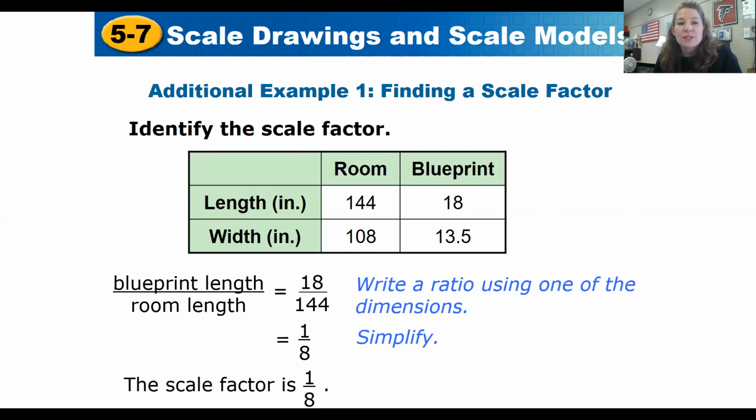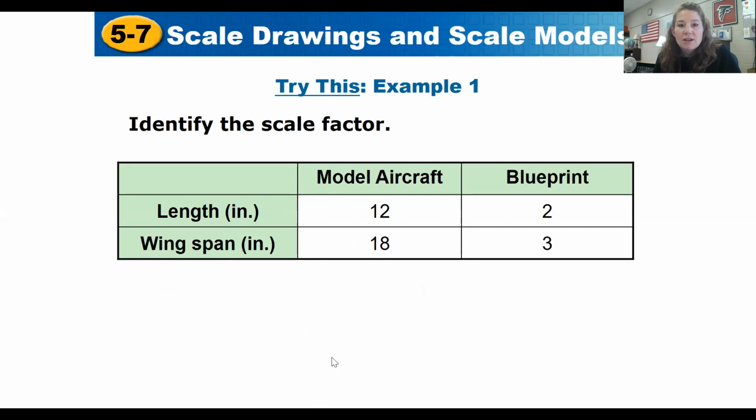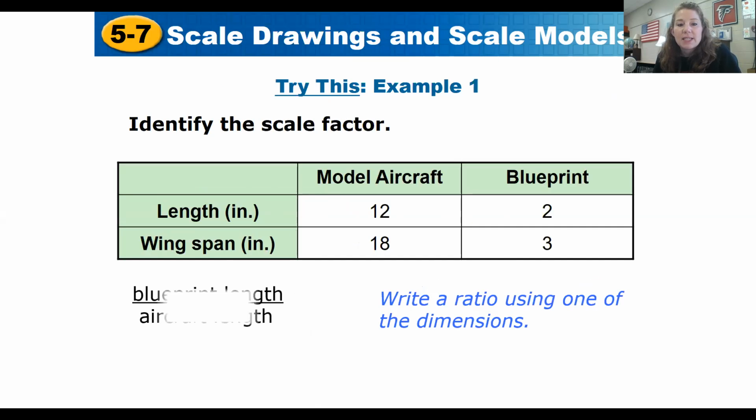Now, if it doesn't tell you specifically which is the original, if you got 8 over 1, if you said that the room is 8 times bigger than the blueprint, technically that is also correct. So if you're not given the original, you could flip that ratio and it would still be correct. Same thing, either 2 over 12, which is 1/6, or 12 over 2, which is the scale factor of 6, depending on which is the original.